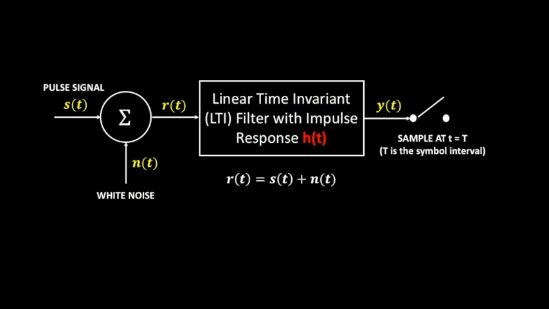What we're going to do next is sample y(t) at time t equal to capital T. This capital T represents the symbol interval. After that, we're going to decide what the signal really is. Is this logic 1 or logic 0? This is an example of a linear receiver.